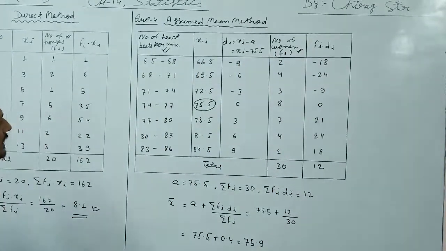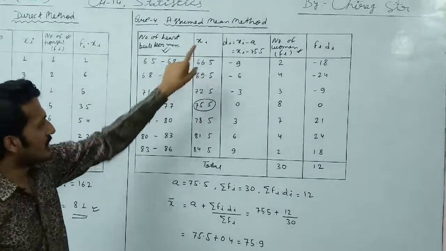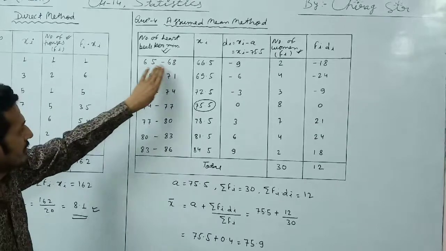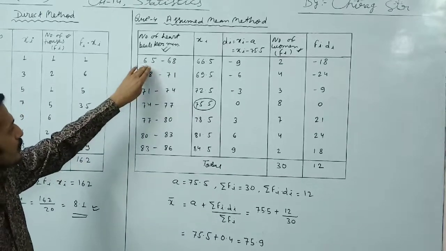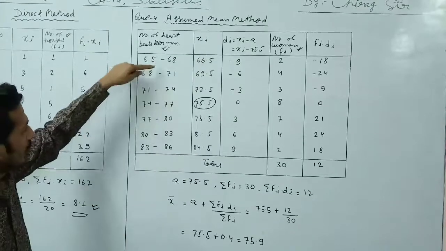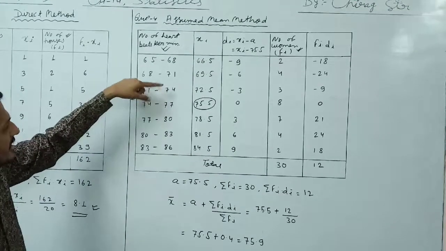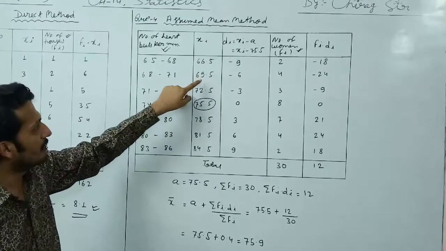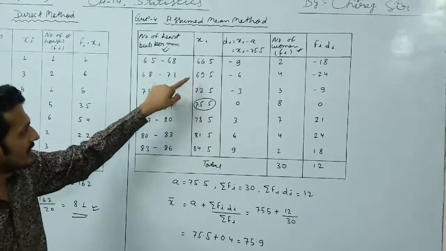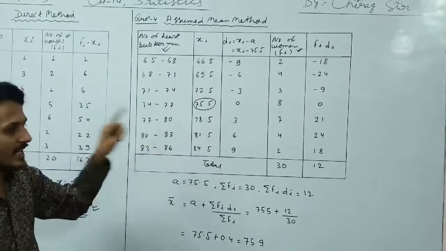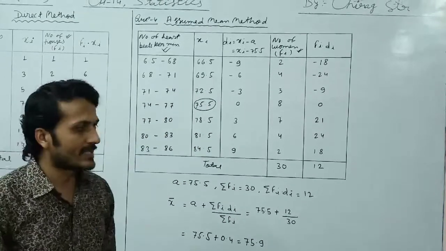Now how to calculate these things? In the previous question we have learned how to calculate xi. I am telling you again, lower limit plus upper limit upon 2. So 65 plus 68 upon 2 will be 66.5. Now what is the class size? That is the gap between class intervals, that is 3. So 66.5 plus 3 will be 69.5, 69.5 plus 3 will be 72.5, and so on. We have written the consecutive xi.